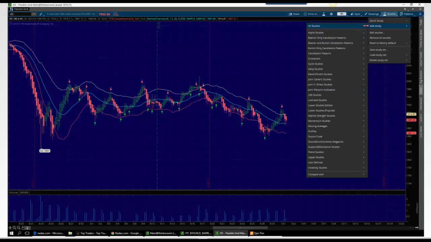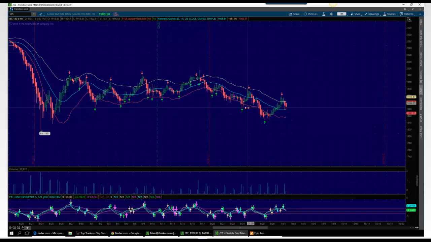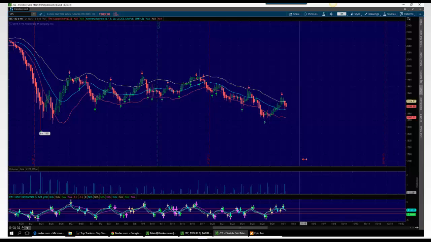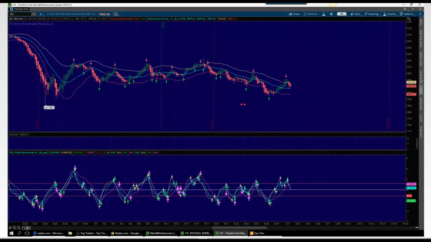So if you're familiar with RSI, that's basically what this is. It's right under, it's called FW Fisher transformer. So basically all it is is just an RSI. Tells me when the market is overbought or oversold.